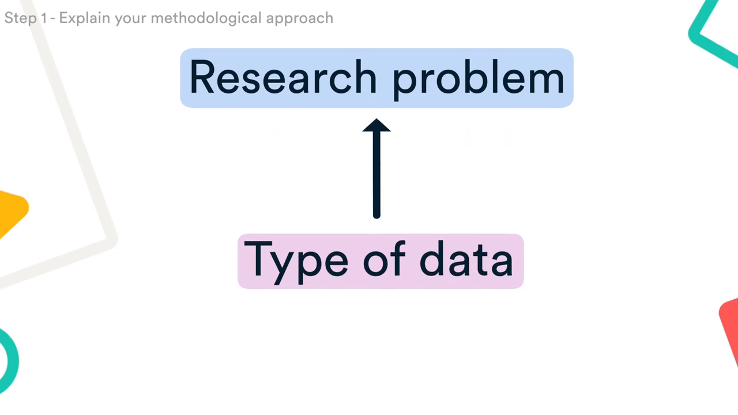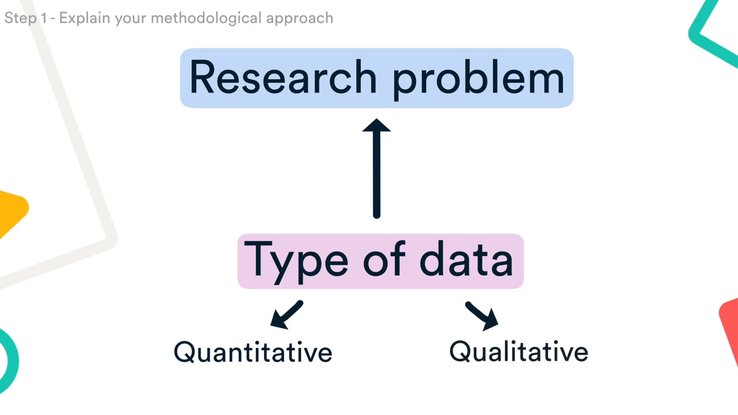Next, what type of data did you have to collect to achieve that aim? Did you need quantitative data, which is expressed in numbers, or qualitative data expressed in words? Did you collect primary data by yourself, or use secondary data that was already collected by someone else?